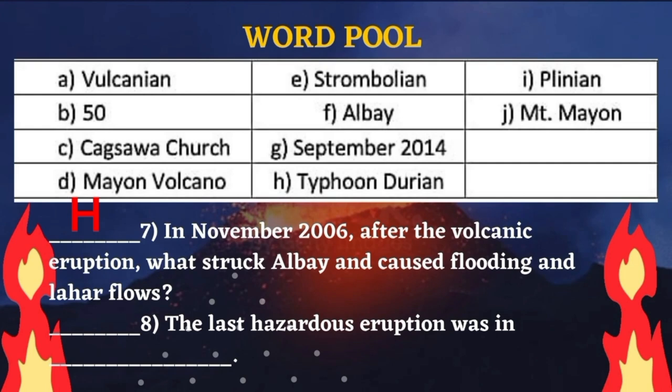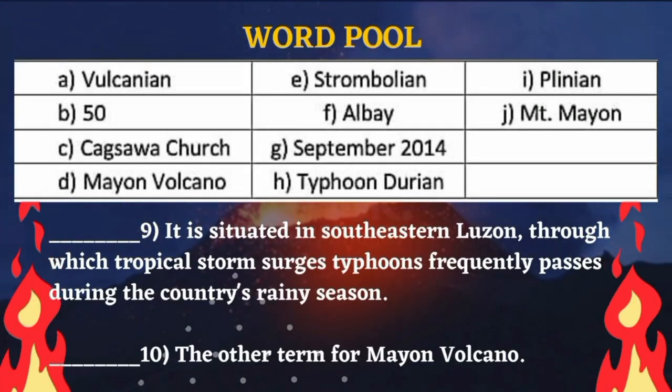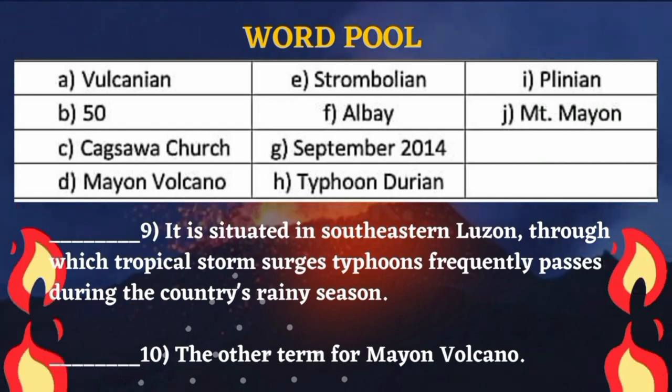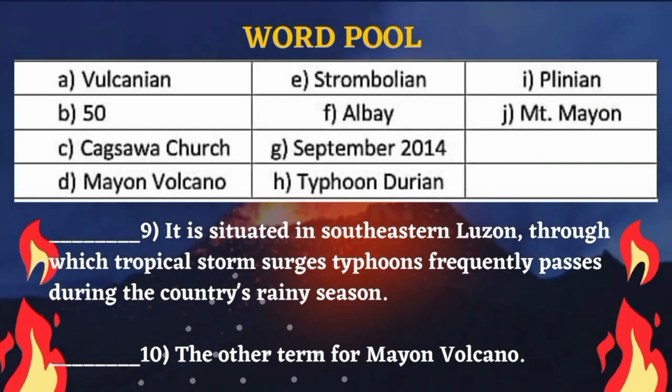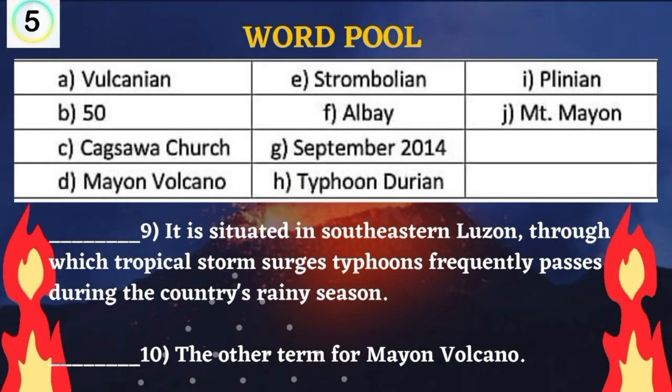Correct answer is letter G, September 2014. Number 9. Blank, situated in southeastern Luzon, through which tropical storms and typhoons frequently pass during the country's rainy season. The correct answer is letter F, Albay.